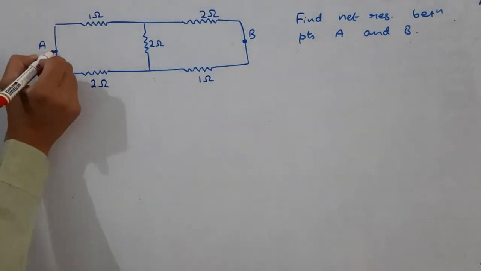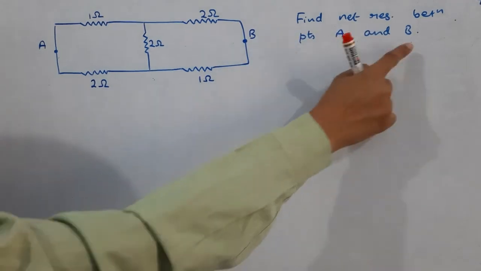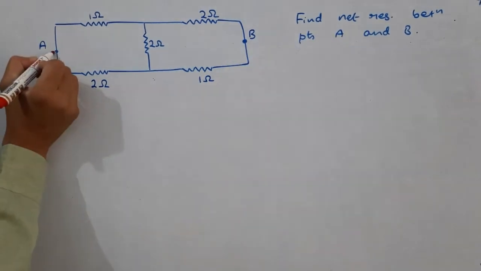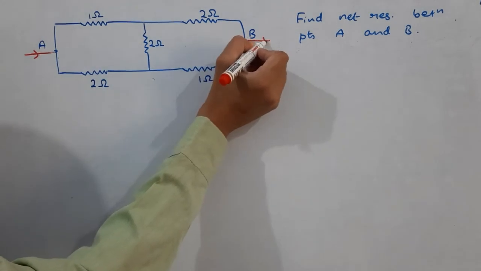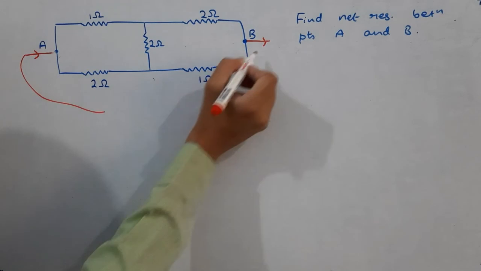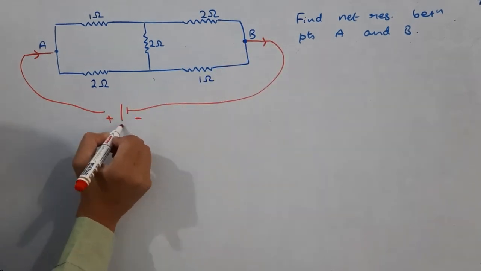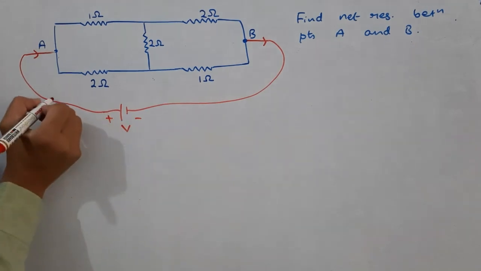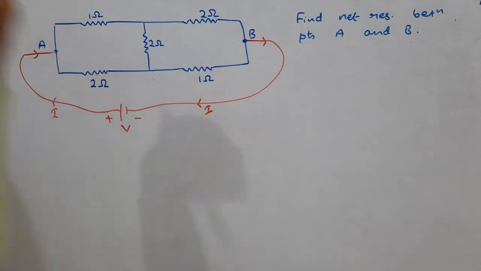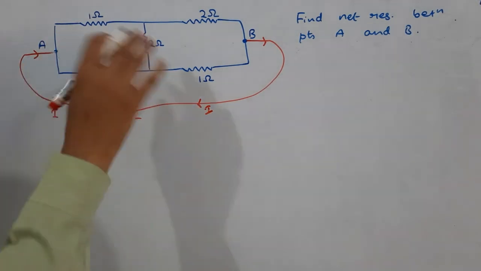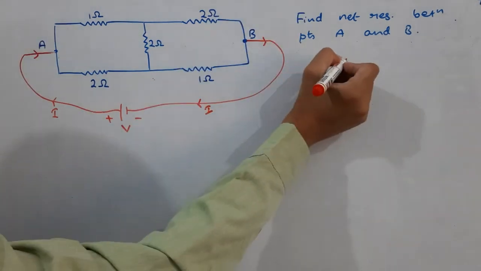So here the concept will be the same. First we see the points between which we have to find the equivalent resistance. Those points are A and B. Between those two points, what we have to do? We have to connect an imaginary battery. Suppose the potential difference is V and it sends current I. So it will receive also how much current? I. Okay.